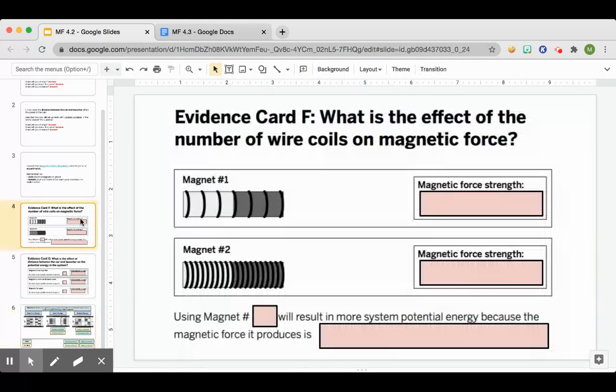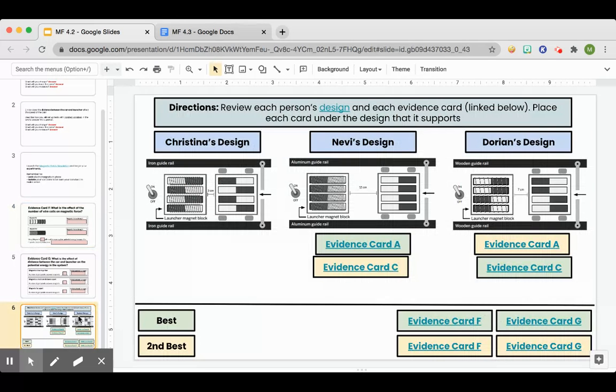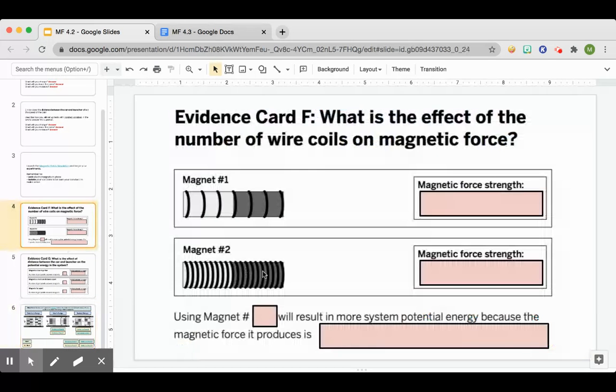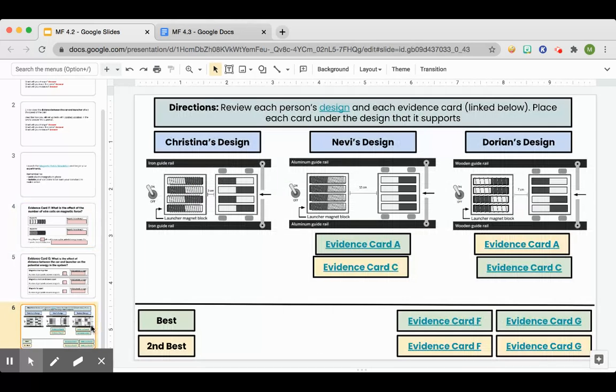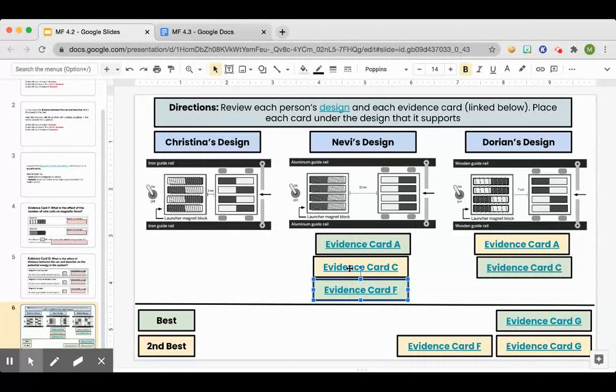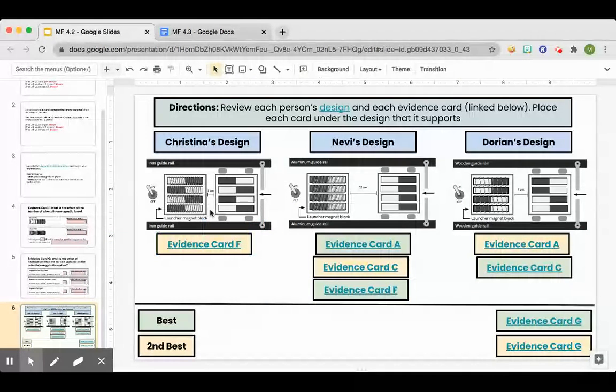Our next card was F, and I'm not going to give you the answers for this because everyone's would be different depending on how many points away you put your sensor, but I will give you the hint that magnet 2 was the stronger of the magnets, telling us that the more coils there were, the stronger the magnet was. So Nevi's design has the most coils per magnet, so I would put that there, and then Christina's has the second most coils.